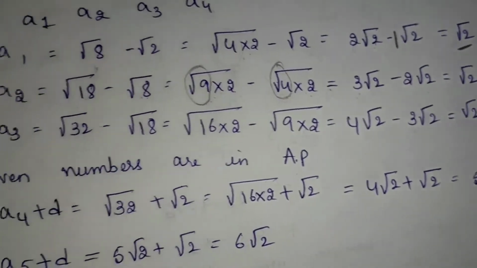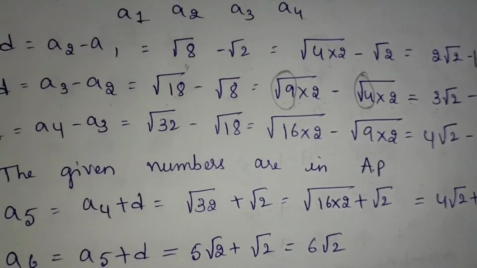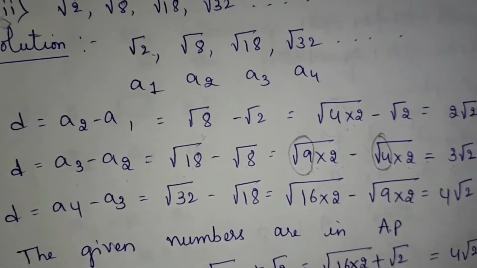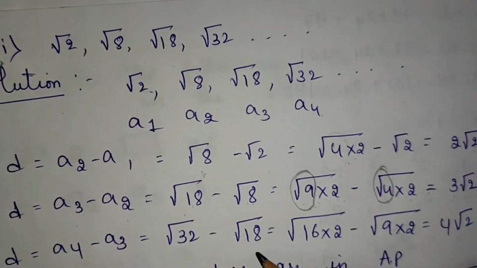Same way, find out A4 minus A3 again. Then the 4th term was root 32 and the 3rd term was root 18.